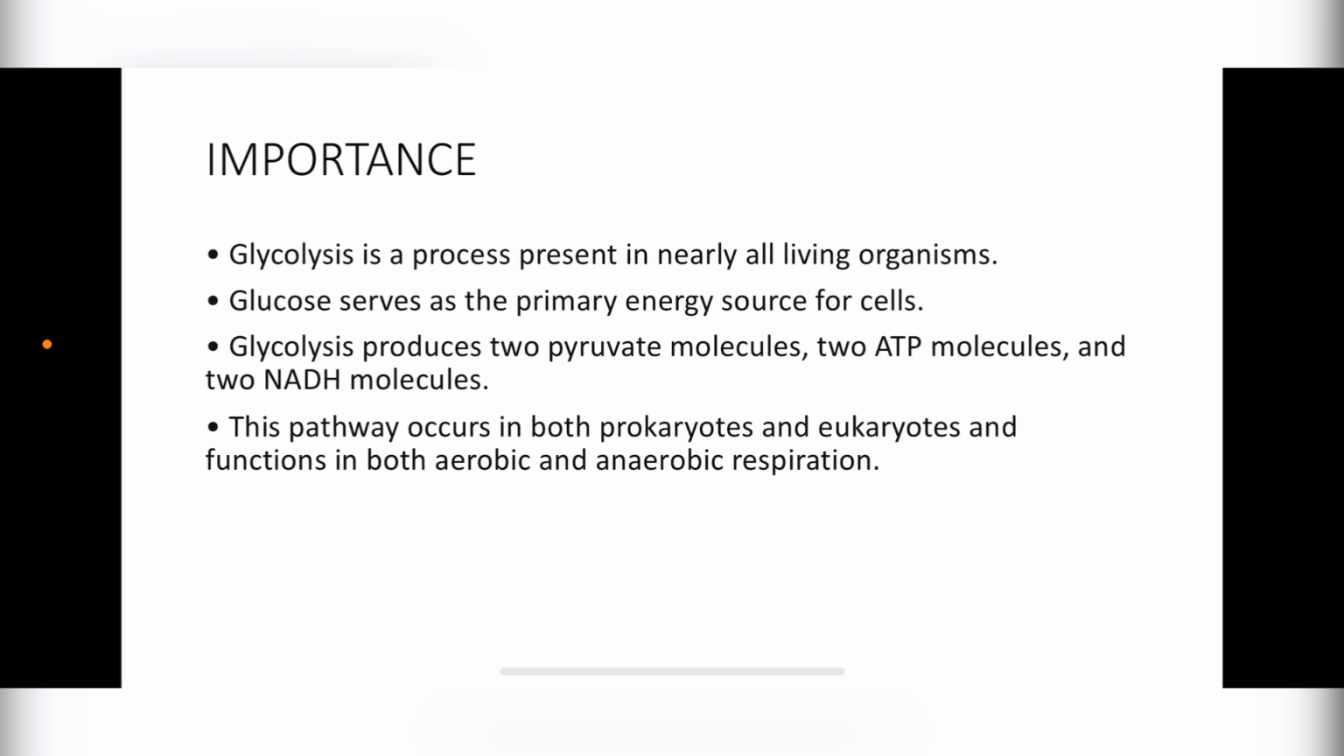Here we can see some of the importance of glycolysis. It is an important process present in nearly all living organisms. It acts as a primary energy source for almost all cells. As we already discussed, the generation of 2 pyruvate molecules, 2 ATP molecules and 2 NADH molecules are its products. This pathway occurs in both prokaryotes as well as eukaryotes, and its function takes place in both aerobic as well as anaerobic respiration.